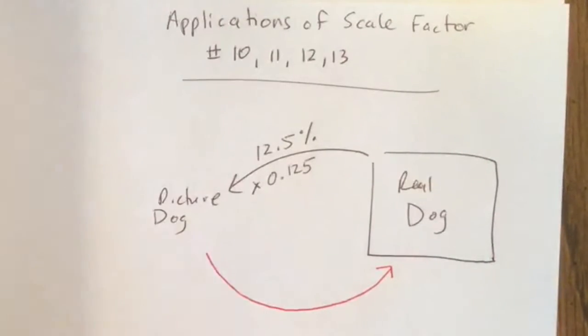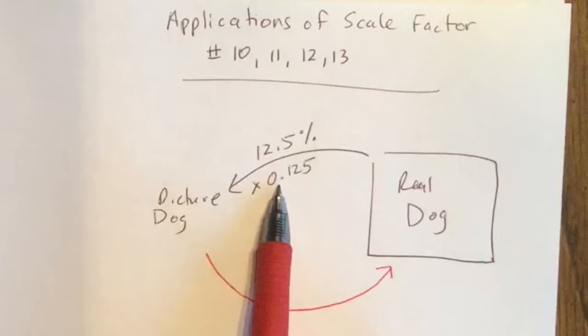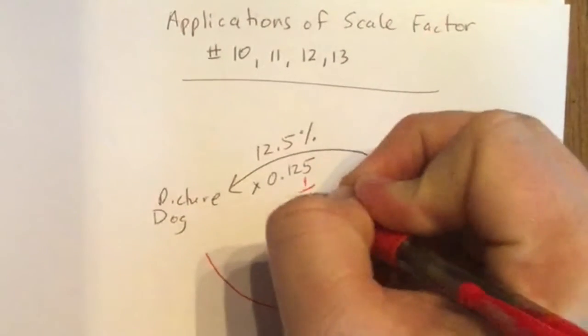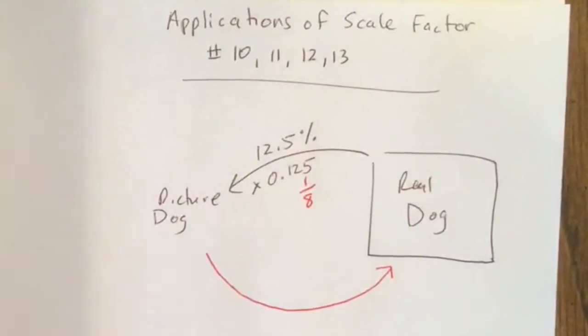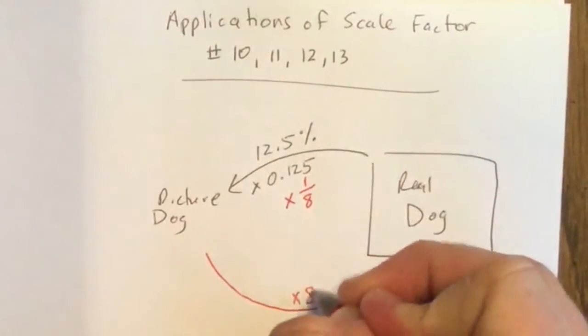So if the scale factor from the real dog to the picture dog is 0.125, that decimal doesn't really help me because I can't create a reciprocal with a decimal. So I really wanted to see that 0.125 is the same as 1/8. Convert that to a fraction and you get 1/8. Now it's very easy to see that if we go from the picture dog to the real dog, the scale factor is the reciprocal. In this case, the reciprocal of 1/8 is times 8.